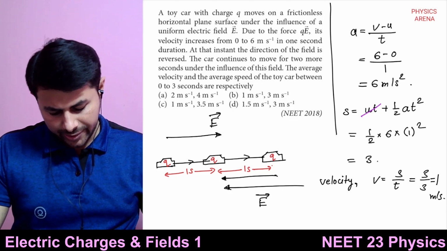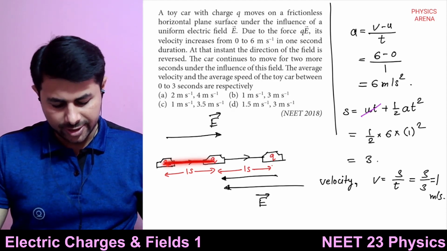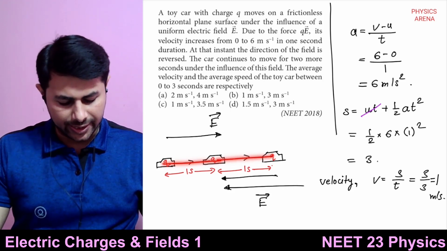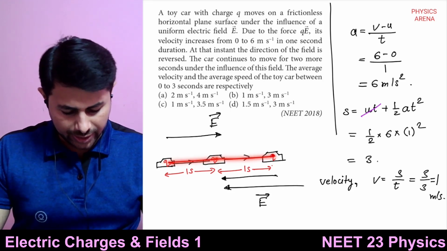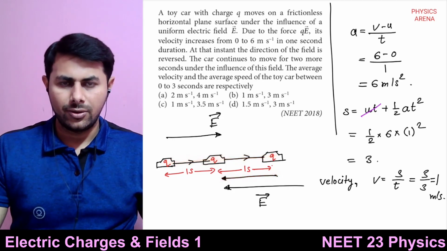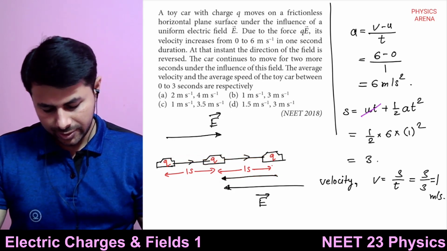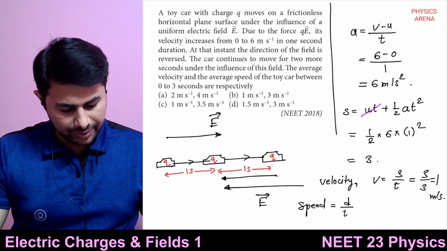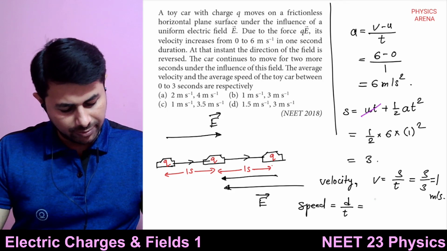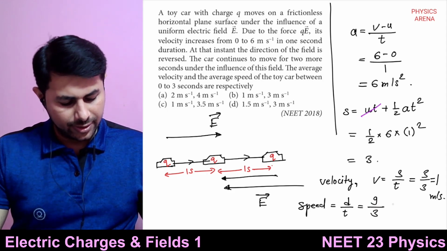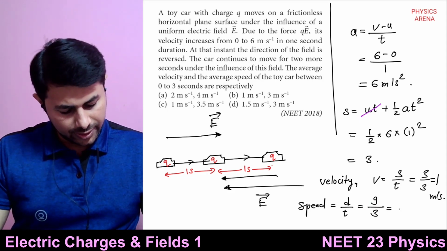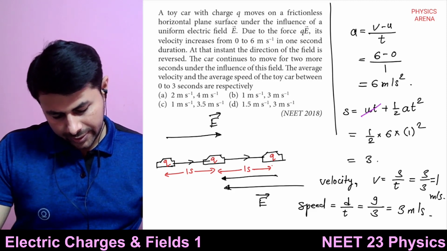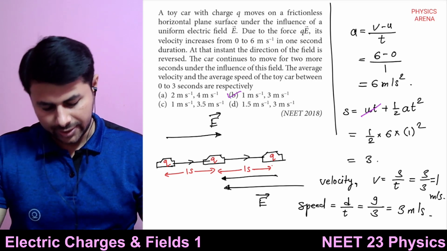But how much would be speed? So this is its displacement, but it has covered this much distance actually, from here to here, plus here to here, plus here to here. Okay, so it is 3 times. So speed is distance upon time, that is 3 times 3, so 9 upon 3. So it is 3 meters per second, right? So option B is the answer.